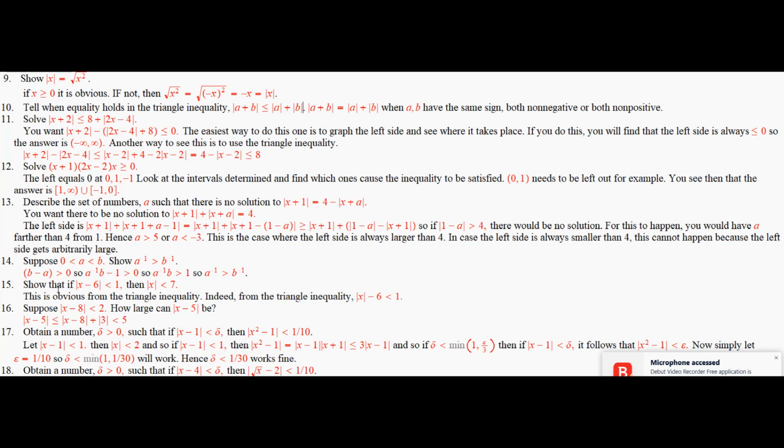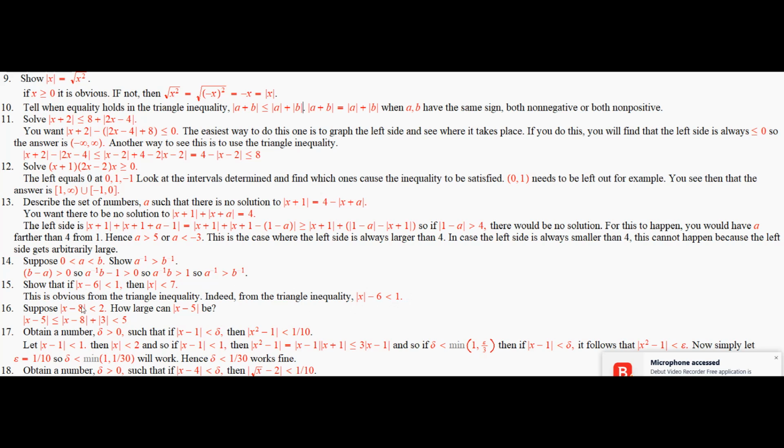Now here's another one. Show that if absolute x minus 6 is less than 1, then this is less than 7. We do this a lot. We use that triangle inequality, and this expression here is bigger than or equal to this. So you see, if this is less than 1, then this, which is smaller than this, is also less than 1. And therefore absolute x is less than 7.